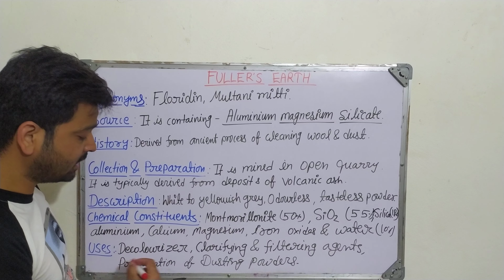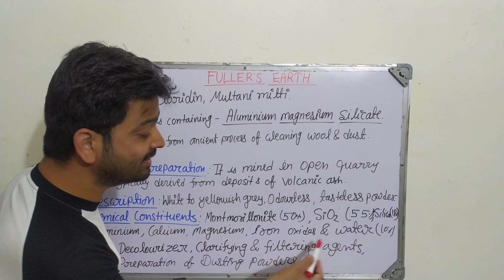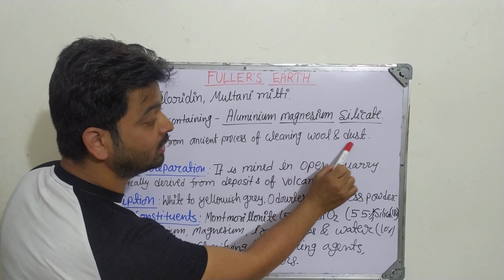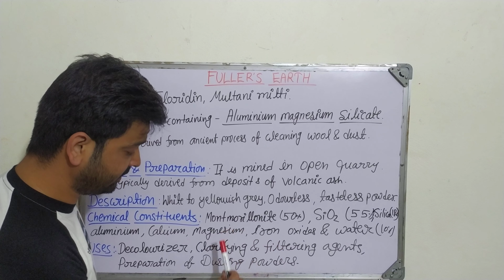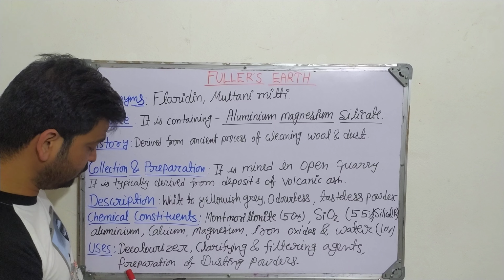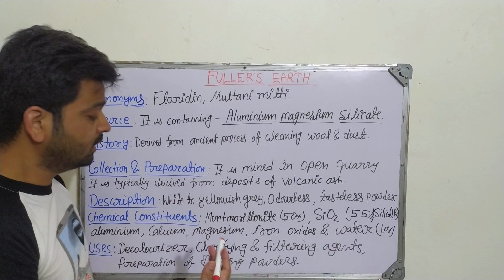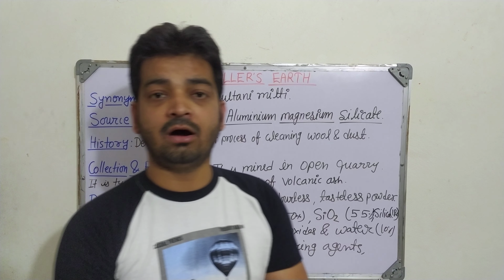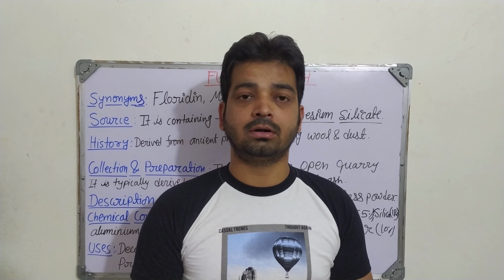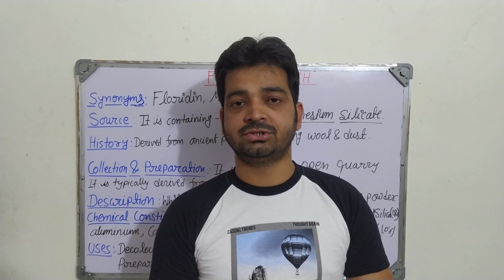Coming to the uses, it is used as a decolorizer, and as a clarifying and filtering agent. It was used in the ancient process of cleaning wool and dust. Apart from that, it is useful in the preparation of dusting powder, right? These are great uses in the field of cosmetics and in the pharmaceutical industries. So multani mitti has its own importance in traditional use and industrial use. Thank you.